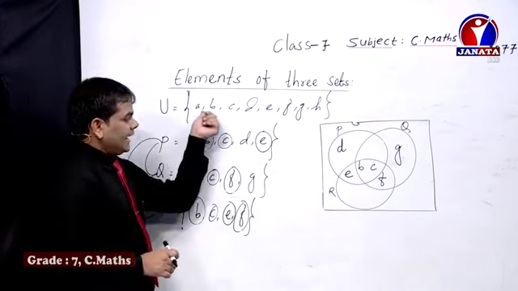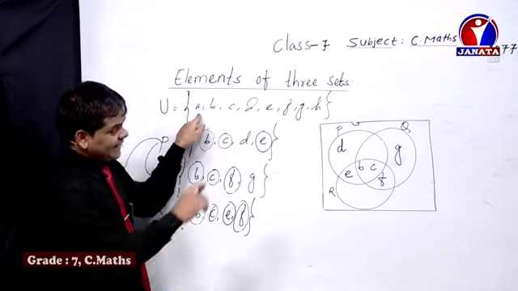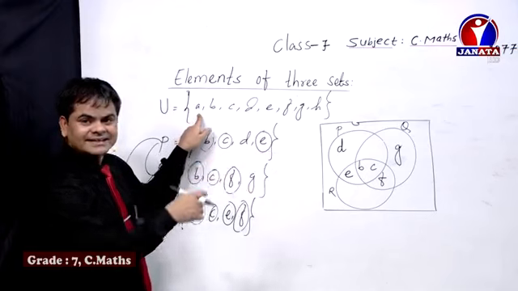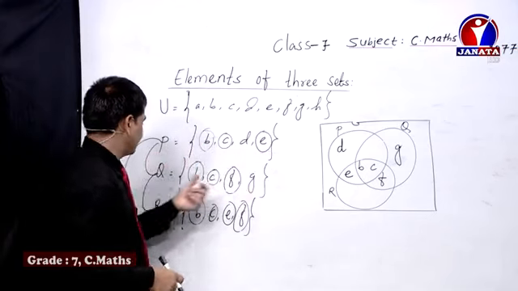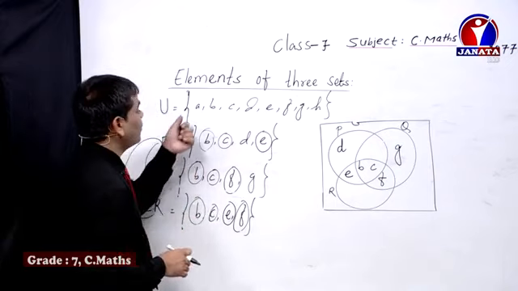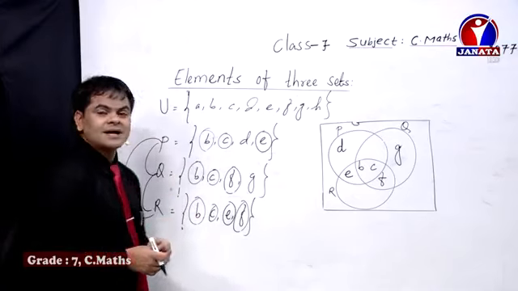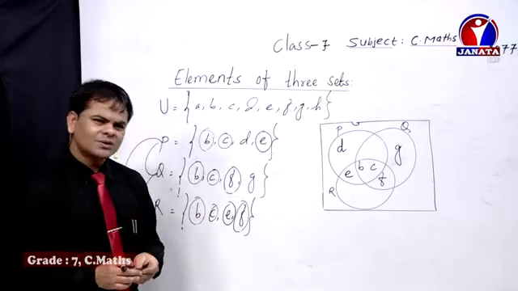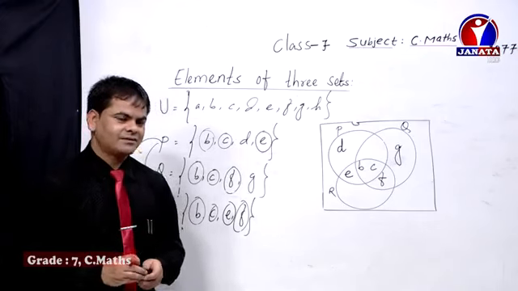So A, is there A? If you see inside the circle, is there A? No. That means element A does not belong to P as well as Q as well as R. So this element belongs to the complement part. That means this element should be kept outside of the whole three circles, but inside the rectangle.